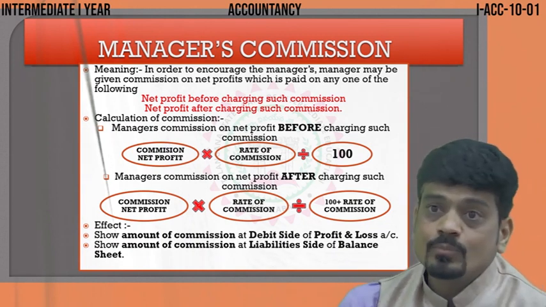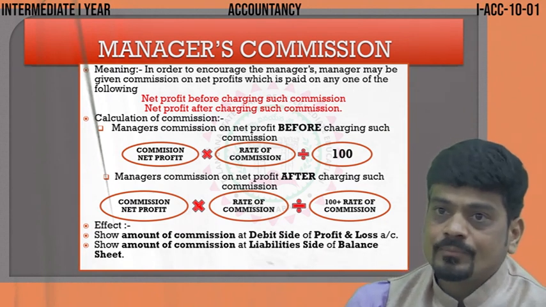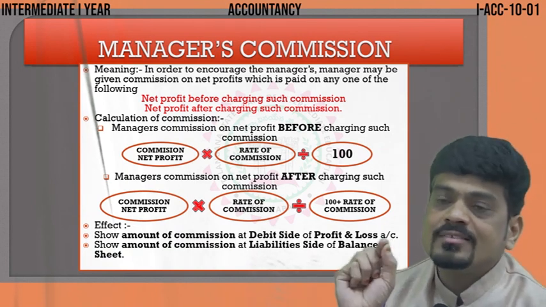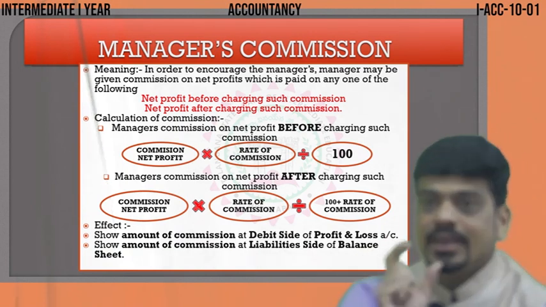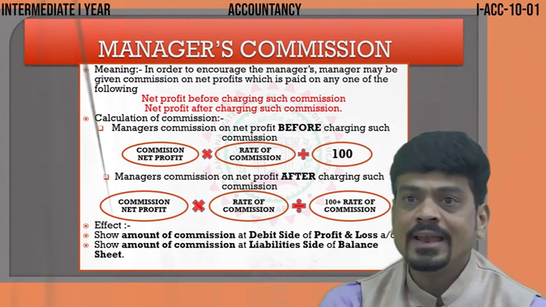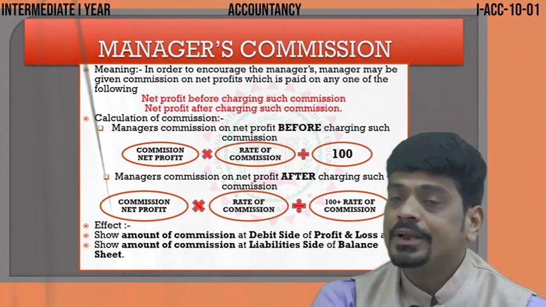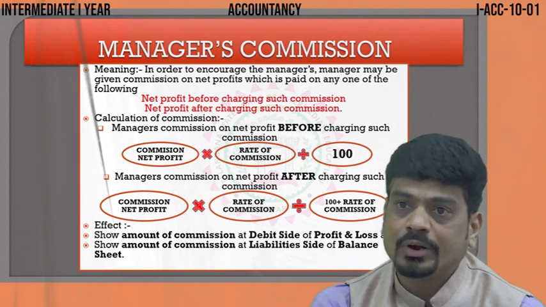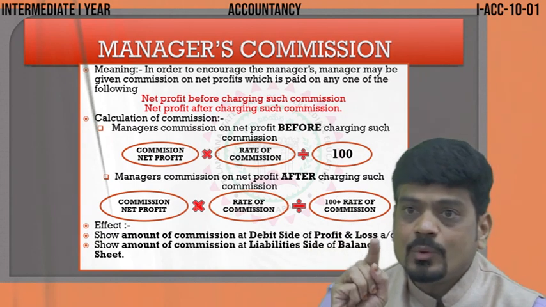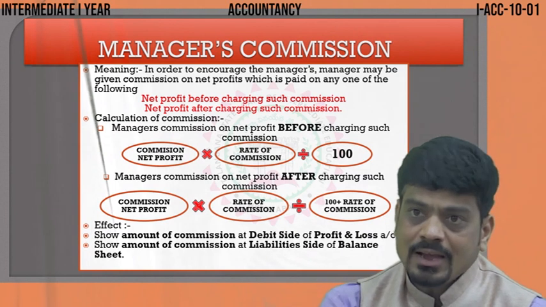Generally we calculate on net profit. So how to calculate? There is a formula here. Manager's commission. If they say before charging such commission, you can see I wrote it in capital letters. That was important. If they say before charging commission, then how to calculate commission? Net profit into rate of commission, 10%, 12%, whatever they say, divided by 100. Commission is equal to net profit into rate of commission divided by 100.